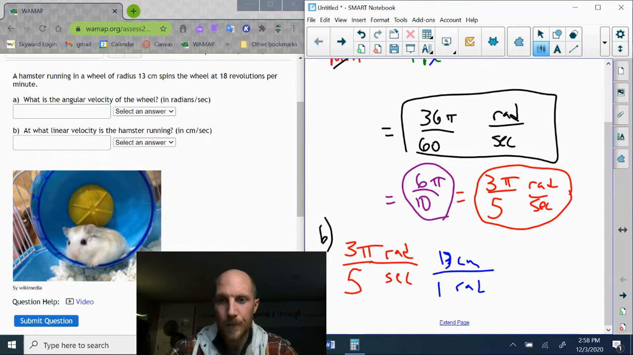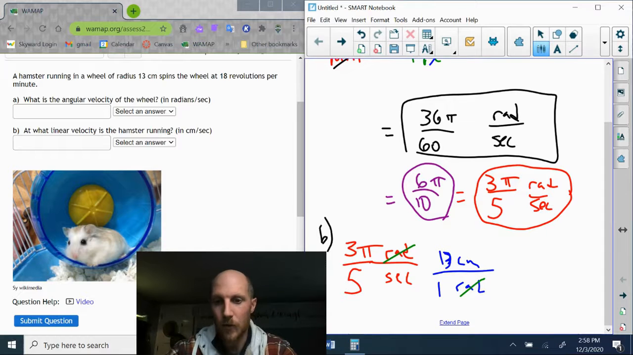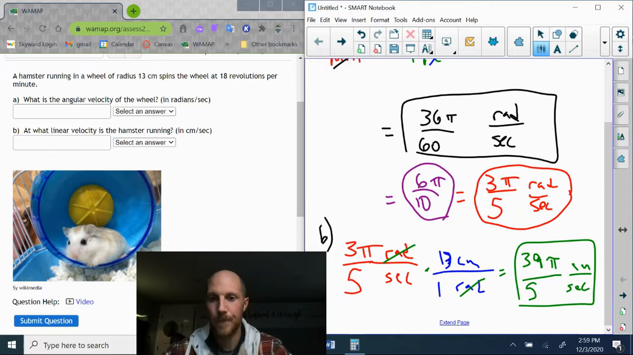That's a 3. And radians are going to cancel, so I'll be left with centimeters in the top, seconds in the bottom, which is what the question has asked me for. So again, I need to leave this in fraction form. So I'm going to multiply straight across the top. 13 times 3 is going to be 39 pi. And on the bottom, it's going to be 5 centimeters per second.